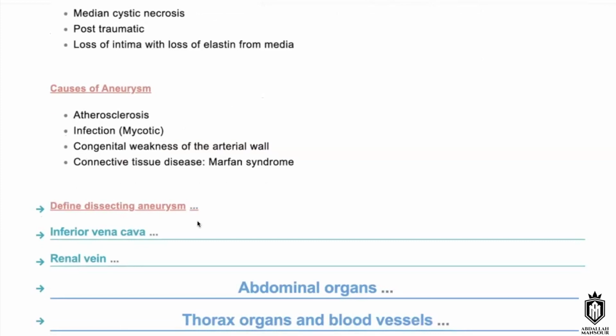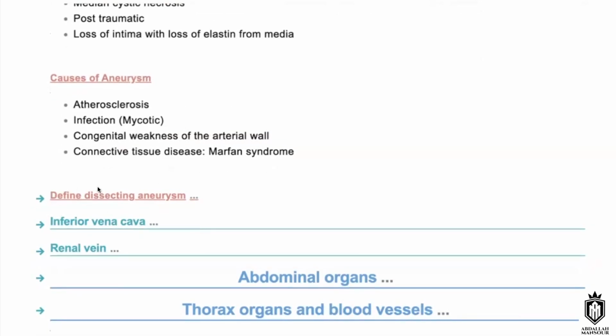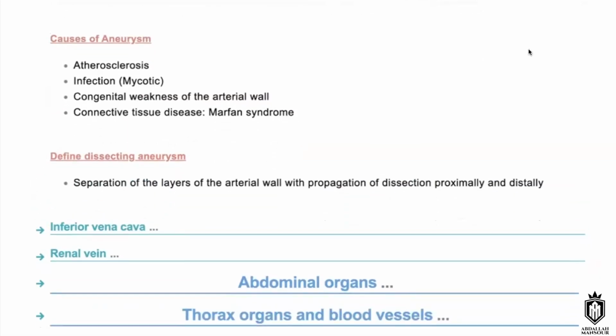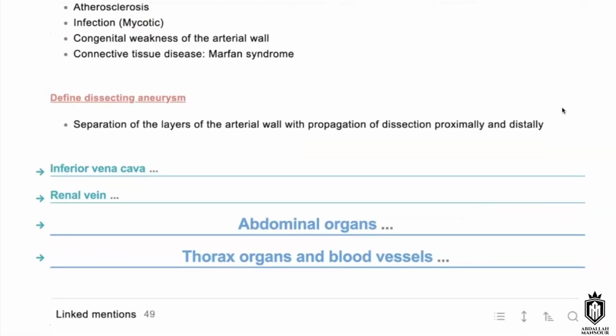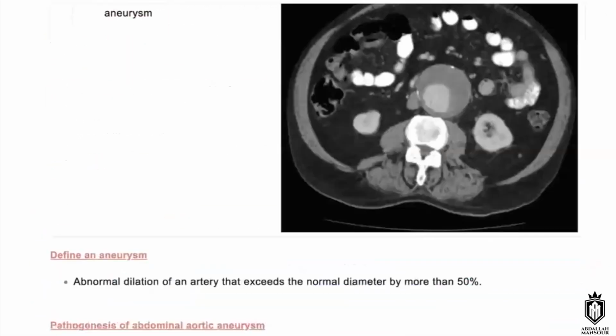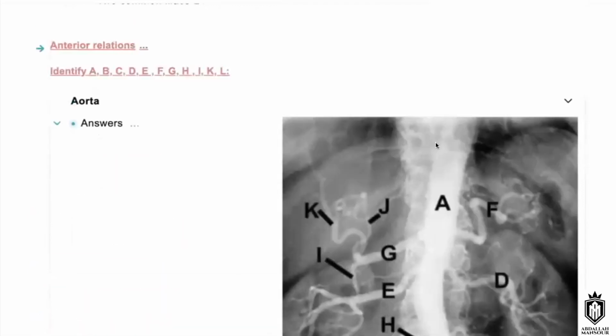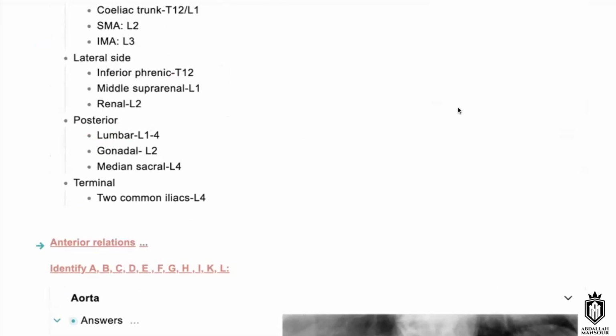Okay, what is a dissecting aneurysm? A dissecting aneurysm is separation of the layers of the arterial wall with propagation of the dissection both proximally and distally. Yeah, so it's mainly the separation of layers with propagation proximally and distally. Thank you very much. I'll move on to another candidate. Thank you, but well done. I think that's my last comment, the only comment about your performance, really, but otherwise, very well done.